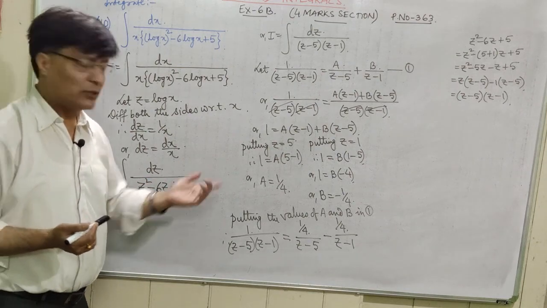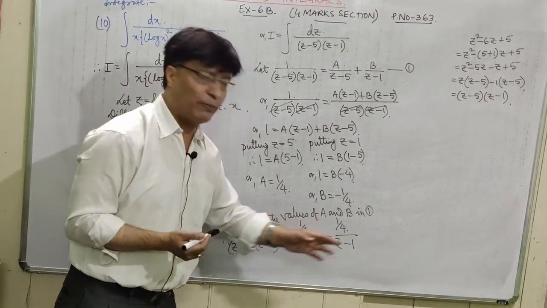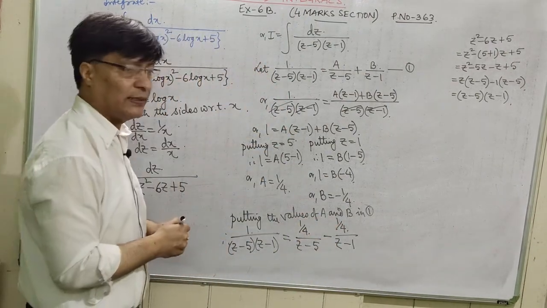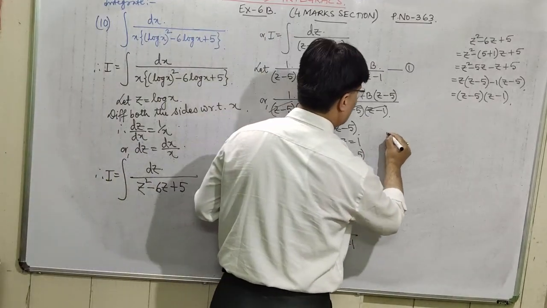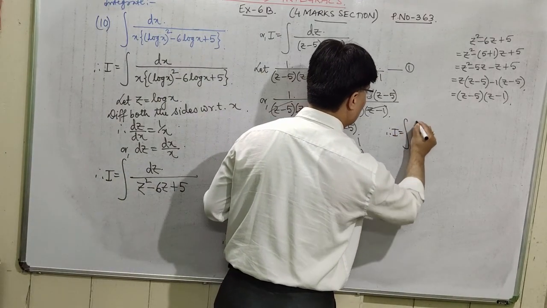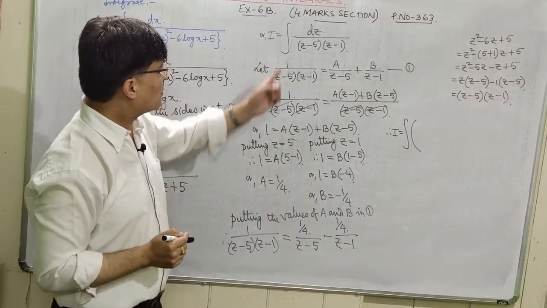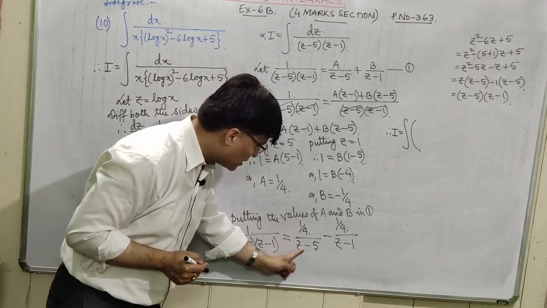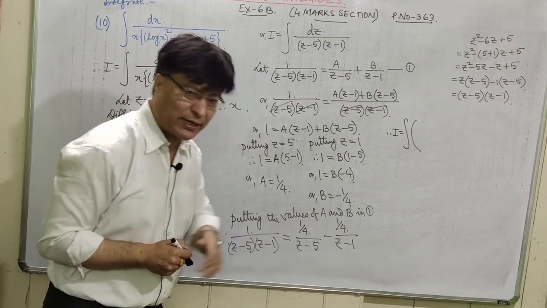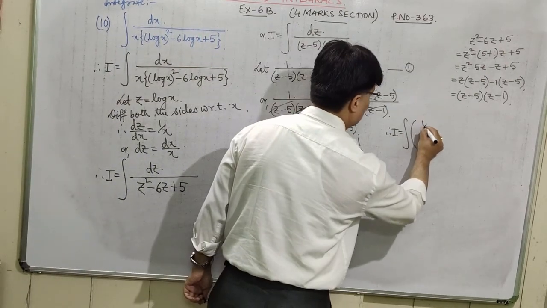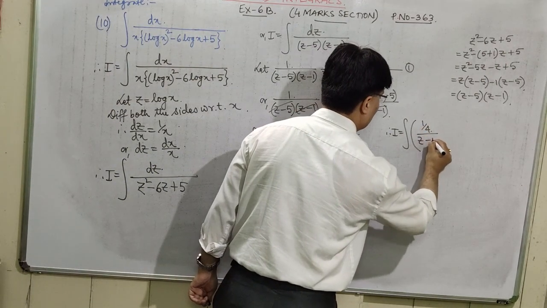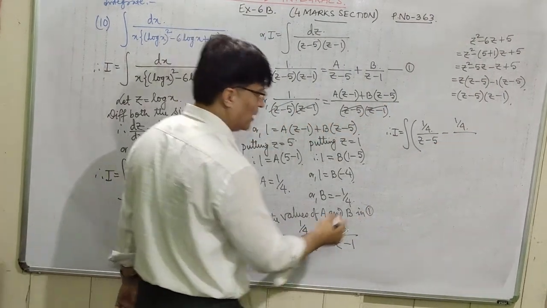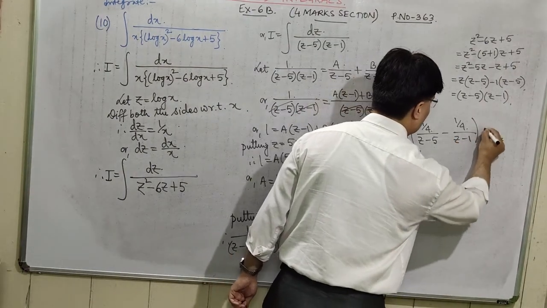So I think you have understood it. So we have converted this fraction into partial fraction, right? So this is known as partial fraction. Let us put these values in I. So therefore I is equal to integral sign within bracket. So now instead of this fraction 1 upon z minus 5 into z minus 1, what should we put? 1/4 upon z minus 5 minus 1/4 upon z minus 1. So this is 1/4 divided by z minus 5 minus 1/4 divided by z minus 1, bracket closed.